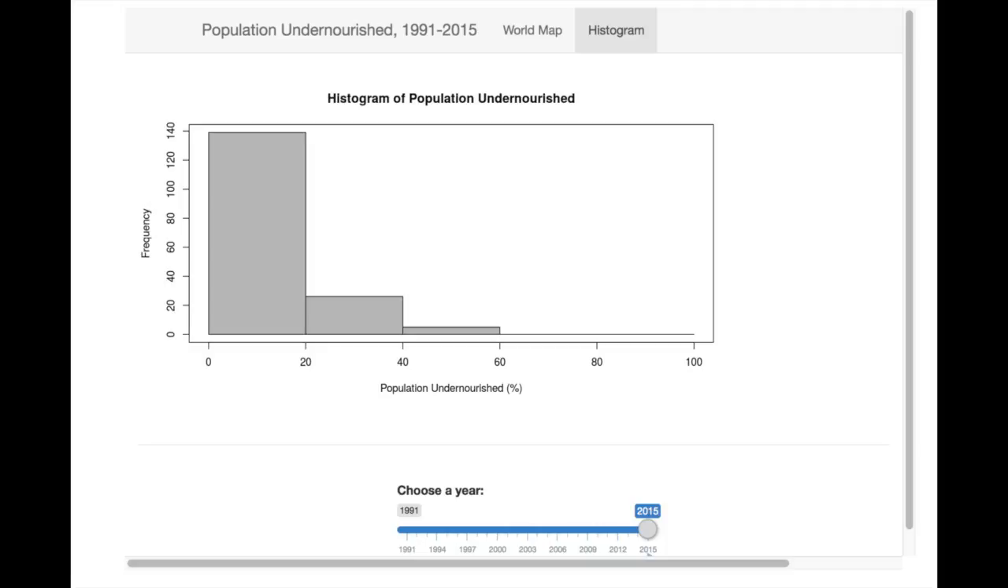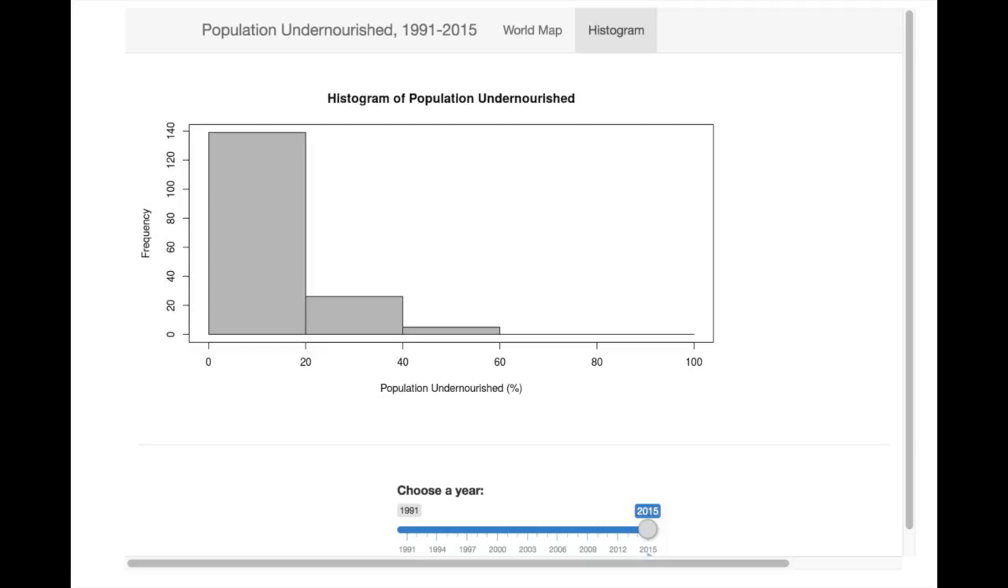It's animated, so if I click the play button, you can see the histogram changes over the year. And something that I thought was interesting in this histogram is that back in 1991, we still had countries that fall in the category of 80 to 100% of population undernourished. But when this animation stops, in the year 2015, we don't see any country in that 80 to 100% category anymore. We also don't see any country in the category of 60 to 80%.